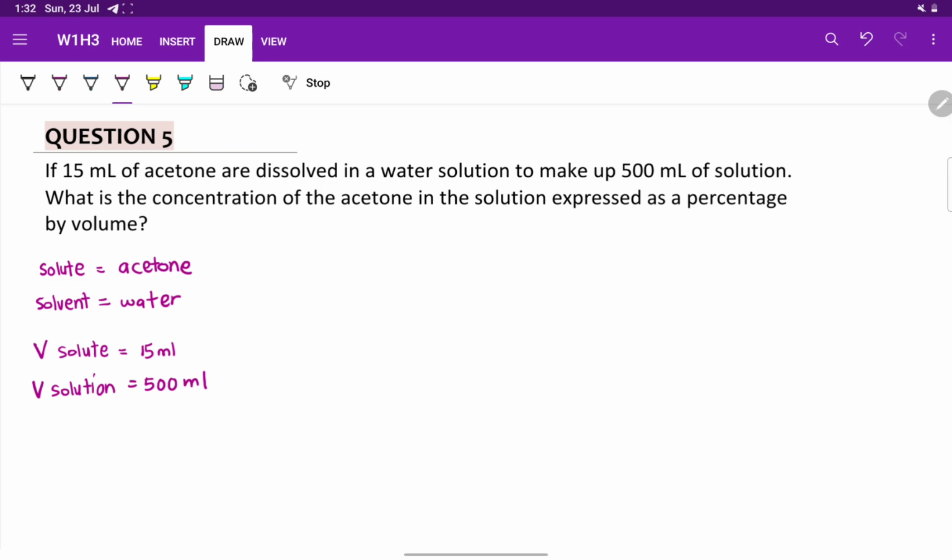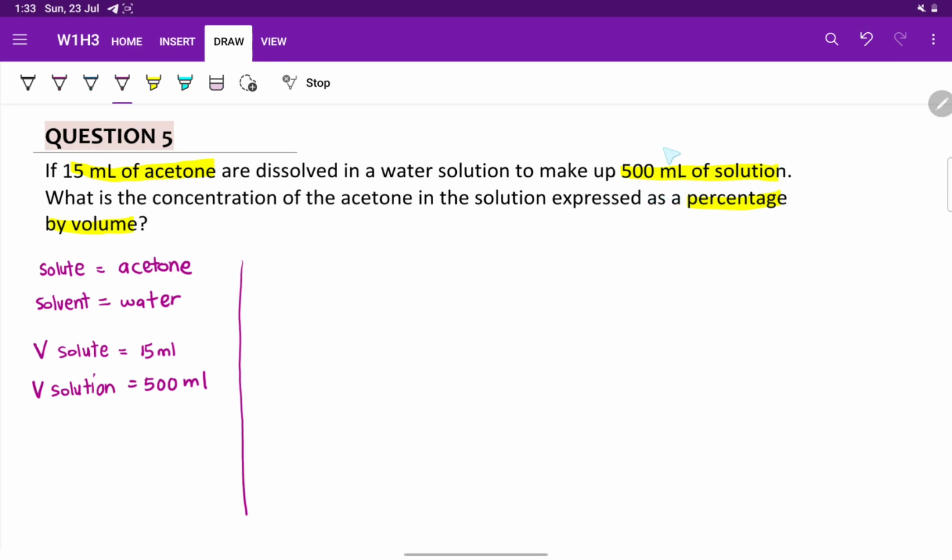So for the last question, if 15 ml of acetone are dissolved in water solution to make up 500 ml of solution, what is the concentration of the acetone in the solution expressed as percentage by volume? So we want to find here percentage by volume. Okay, for us to find the percentage by volume, I have extracted the information here. So solute is acetone, solvent is water. So 15 ml here is volume of solute and 500 ml here is volume of solution. Okay, not volume of water, it's volume of solution.